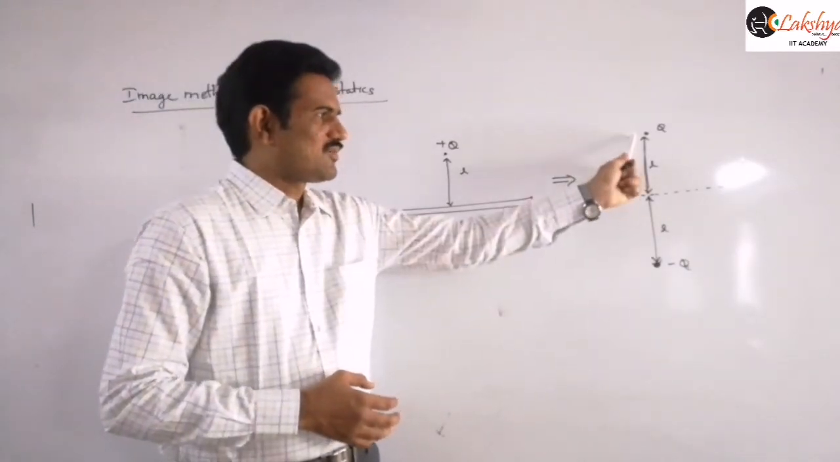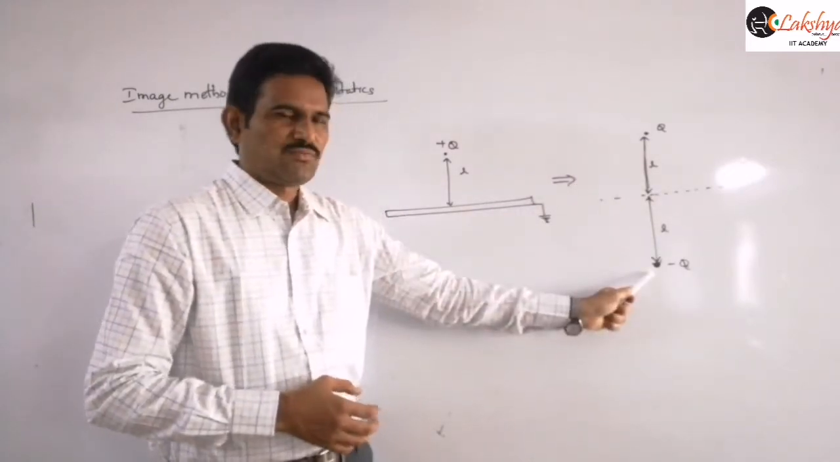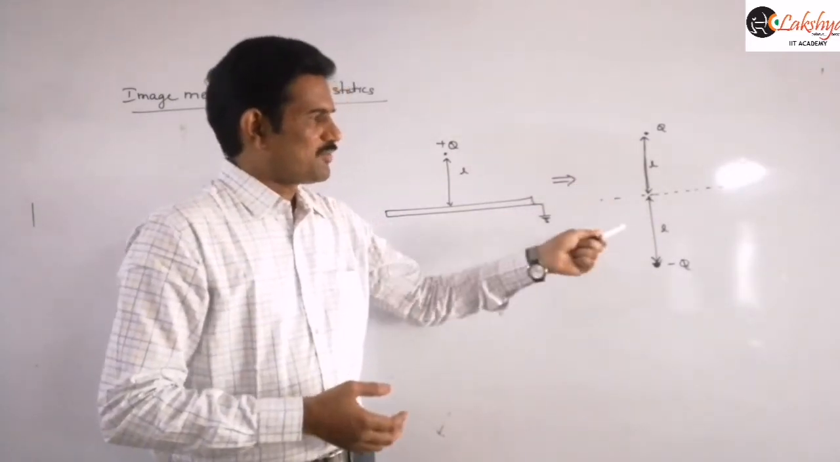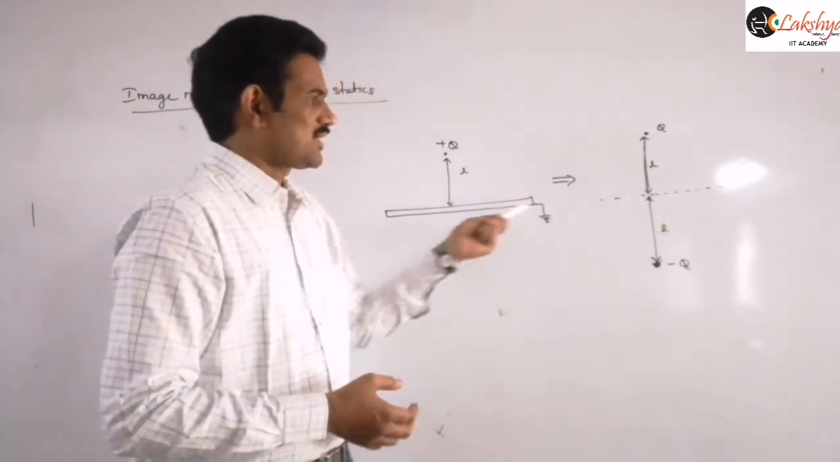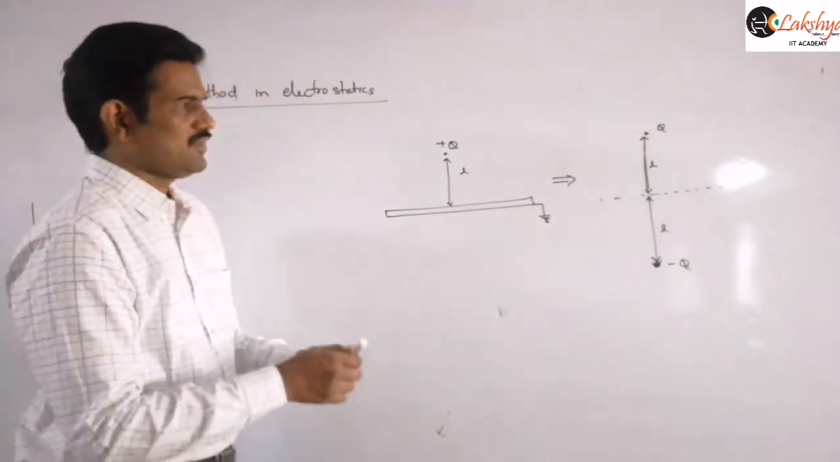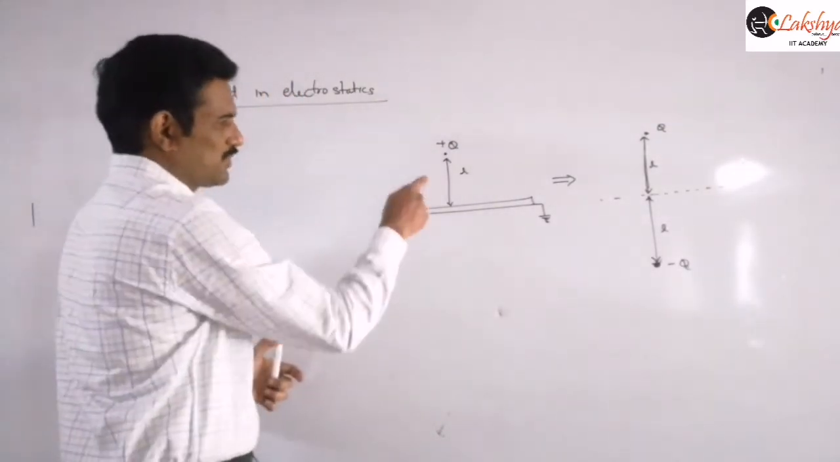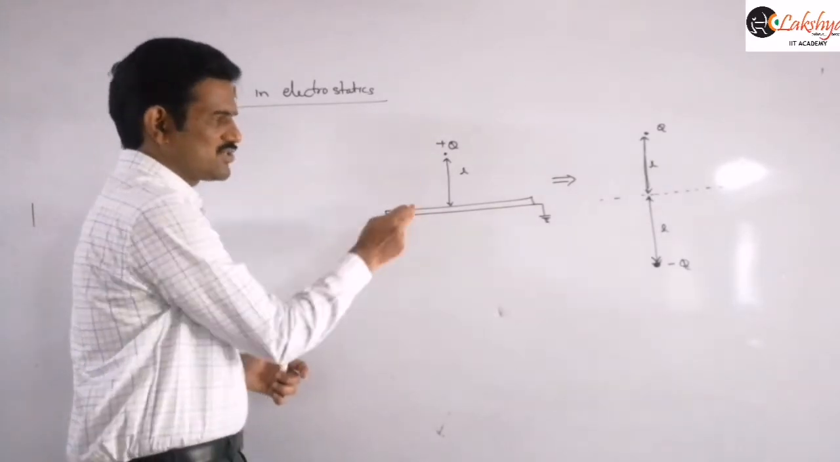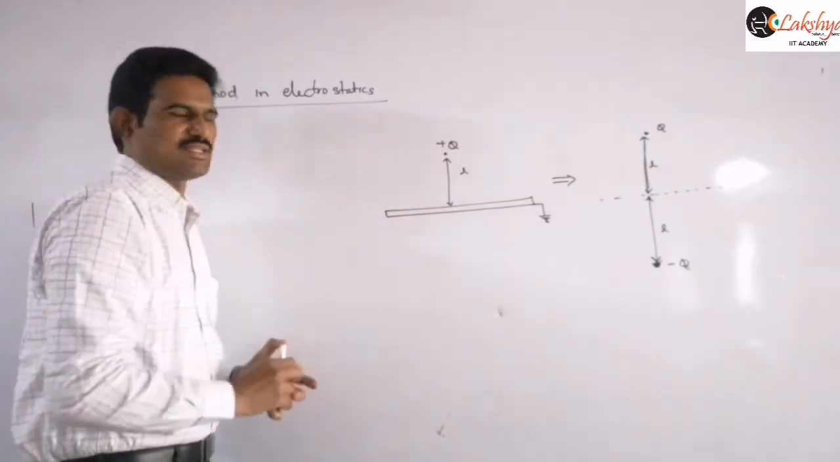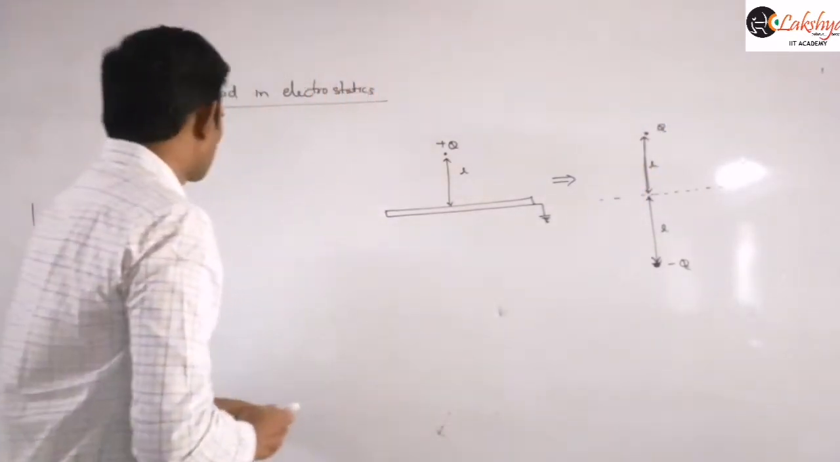So that means this is a given configuration of the charge we need to consider, and its image minus q, at the same distance L from the plane. And now we replace this conducting plate with this equipotential surface. And so now directly we can write that the force acting on this point charge due to the conducting plane is exactly the same as the force acting on this point charge due to this minus q here.